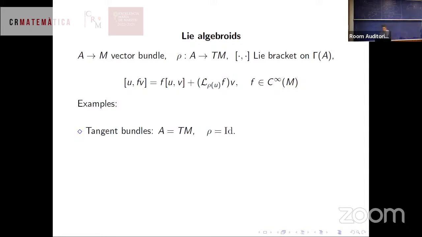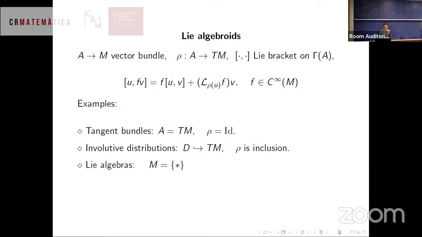More generally, if you have an involutive subbundle, then you can take rho to be the inclusion, and because the sections of this subbundle, if it's involutive, are closed under the Lie bracket, you can restrict the Lie bracket of vector fields to it, and you get another Lie algebroid. So regular foliations are examples of Lie algebroids where the anchor is injective, is the inclusion.